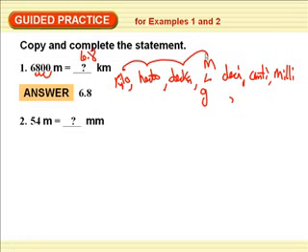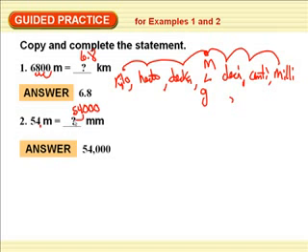Okay, meters to millimeters. So meters is right here. So milli, I go 1, 2, 3 to the right. 54, the decimal's on the end, so you basically just add 3 zeros. So it would be 54,000.